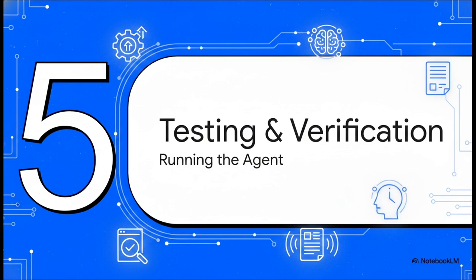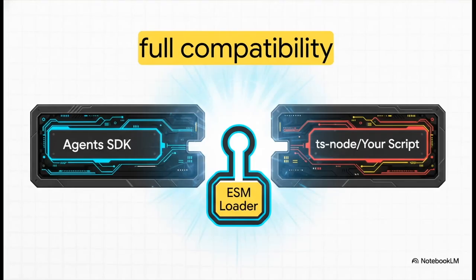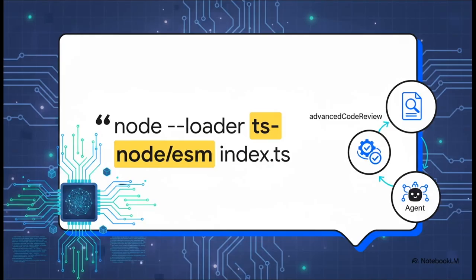Okay, we've defined the agent, we've given it skills, we've set its mission. Now for the really exciting part. Let's imagine running this thing and actually seeing it in action. Just a quick technical note here. To make sure everything runs perfectly with the modern architecture of a future Agents SDK, we'd probably execute our script using the ESM loader for TS Node. So this is the command you'd pop into your terminal.